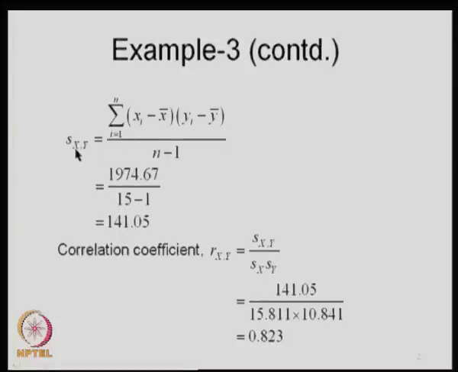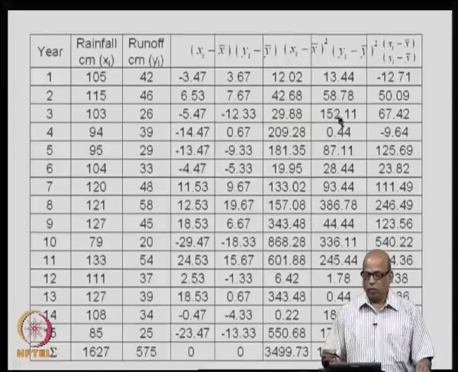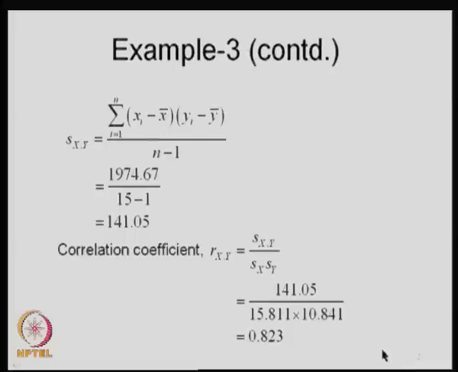So, S_xy you estimate as the summation of (x_i minus x bar) into (y_i minus y bar), which is available in this column, divided by 15 minus 1. So, 1974.67 by 15 minus 1, which turns out to be 141.05. What will be the units of this? This will have units of rainfall into runoff, which means centimeter square.